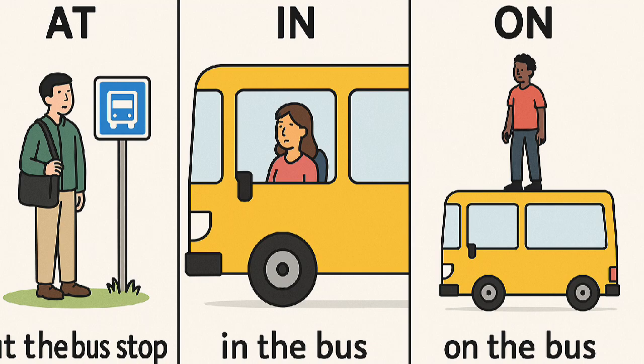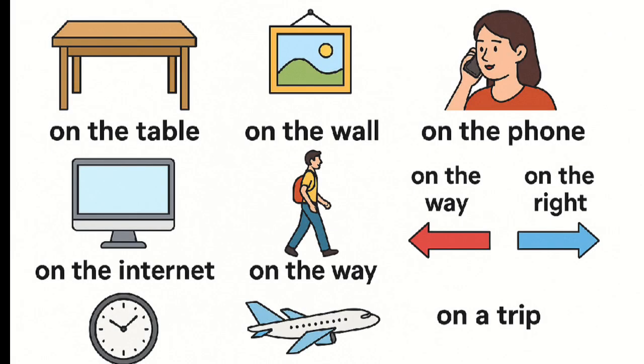We use on in many daily expressions. For example, on the table, on the wall, on the phone, on the internet, on the way, on the left, on the right, on time, and on a trip. Each one carries the idea of position, surface, or connection.